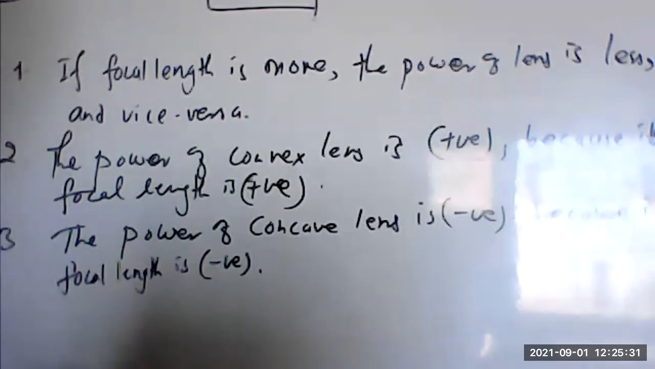All right, say yes or no or confused or repeat or what? Okay, finished. These are the important points. By doing this, we finish this topic. And there is one example that is showing the calculation of power of a lens.